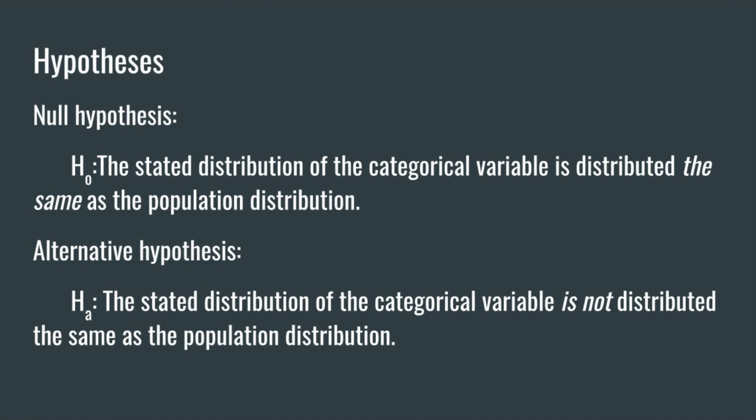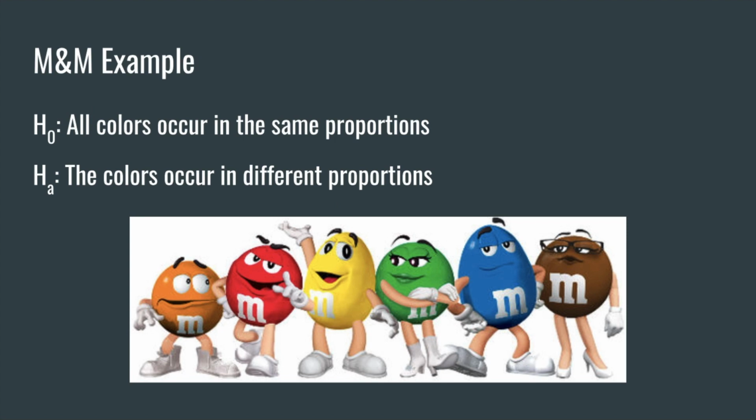The two hypotheses when performing a chi-squared goodness of fit test are the null hypothesis that the stated distribution of the categorical variable is distributed the exact same as the population distribution, and the alternative hypothesis is that the stated distribution does not match the population distribution. To illustrate the state plan do conclude process for a chi-squared goodness of fit test, we're going to do an example using the color distribution of M&Ms.